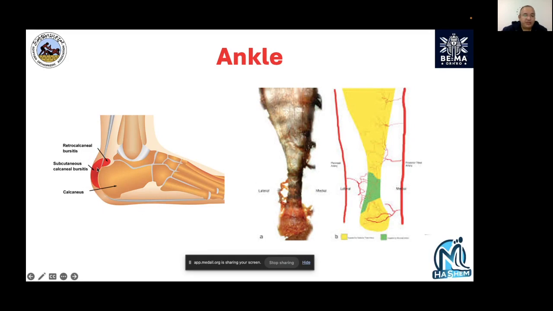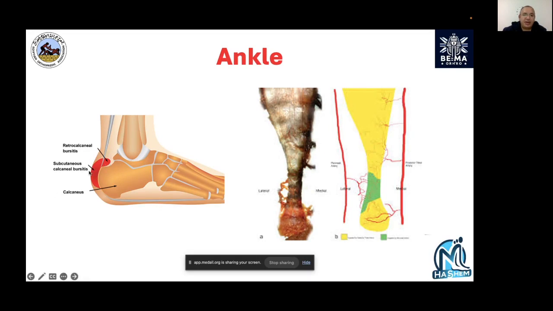If you look at the insertion of the Achilles, you have a retrocalcaneal bursa, which is protecting the Achilles from rubbing against the posterior process of the calcaneum, the posterior tuberosity of the calcaneum. And this is where it gets inflamed with Haglund deformity, which is an abnormal prominence of this tuberosity. Then you have the subcutaneous calcaneal bursa, which you tend to rest on while you're sleeping. It is very important because it protects your heel from ulcerating. So you have a subcutaneous calcaneal bursa and you have a retrocalcaneal bursa.